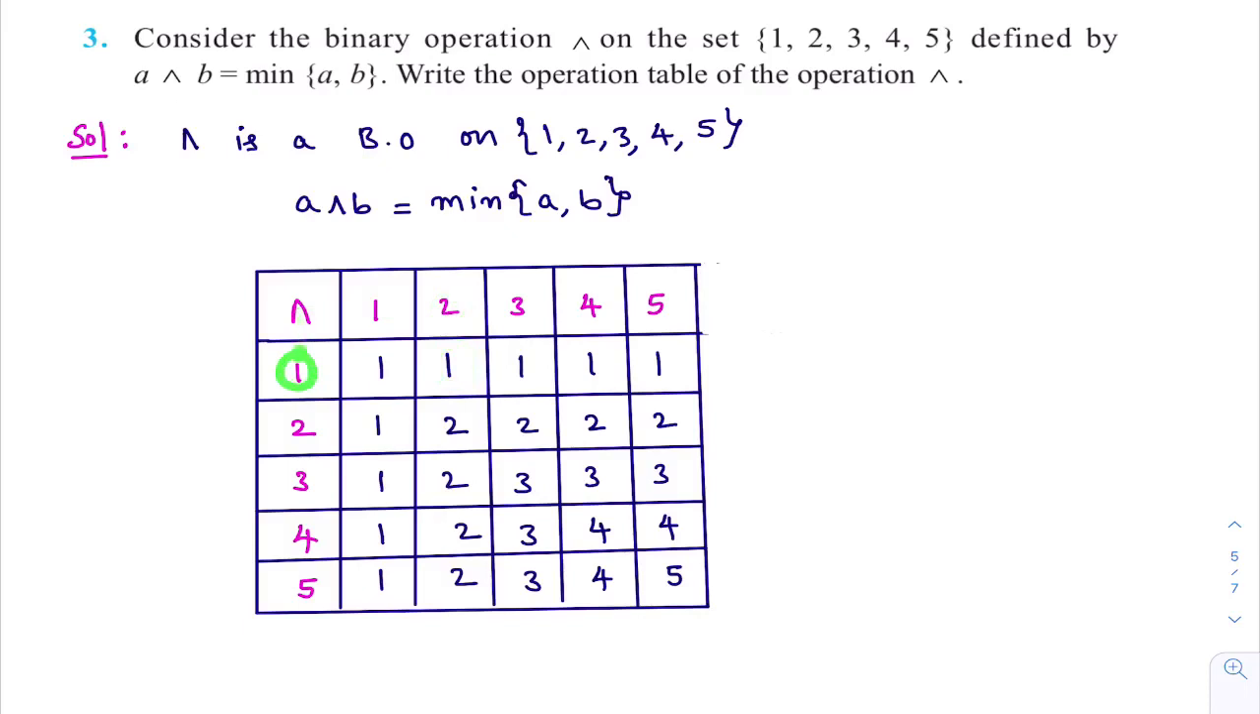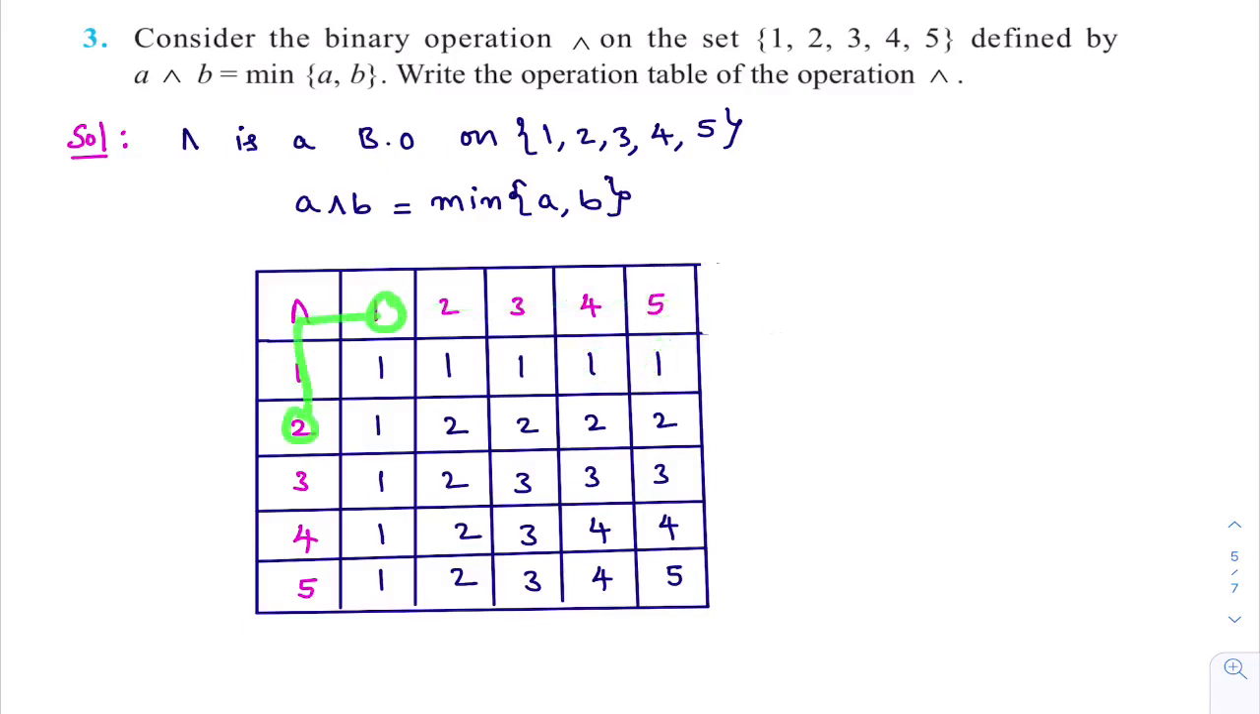Now 1 star 3. What is the minimum of 1 and 3? Minimum of 1 and 3 is 1. Now minimum of 1 and 4. What is the minimum of 1 and 4? Minimum of 1 and 4 is 1. Now minimum of 1 and 5 is 1. I hope you are understanding.